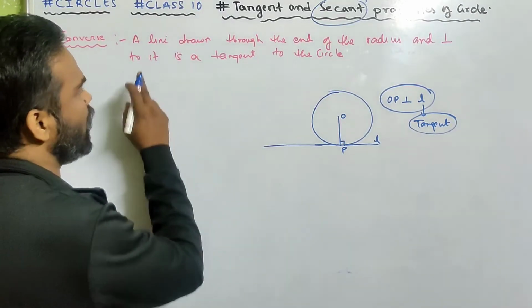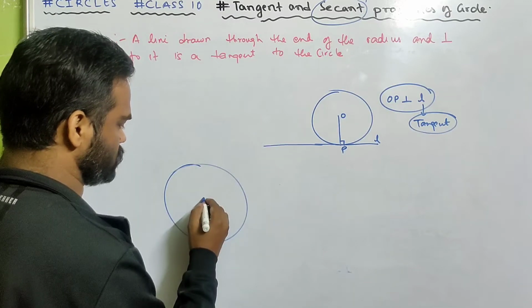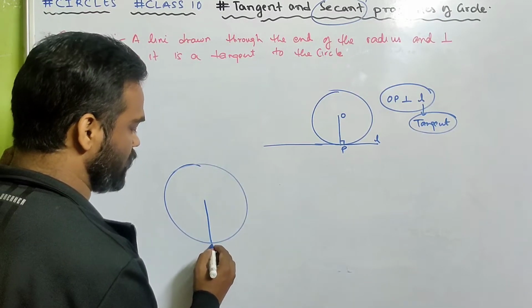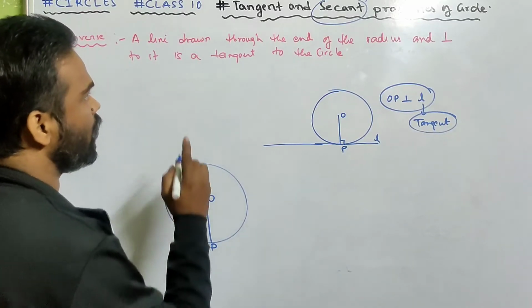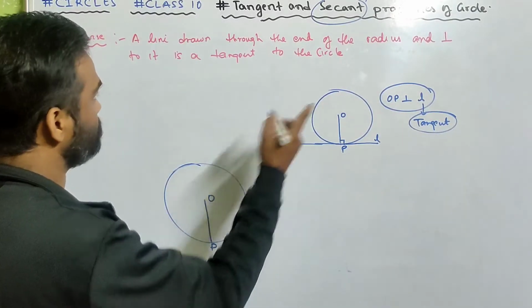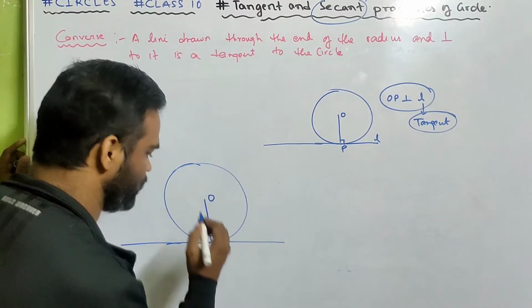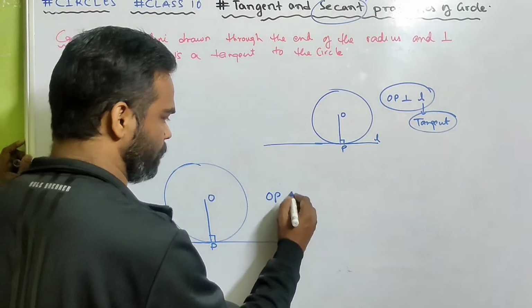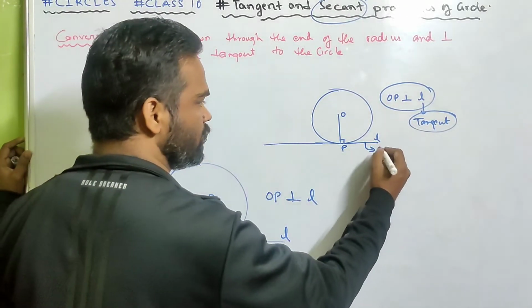The converse. A line drawn through the end of the radius. So, this is your circle. This is the end of the radius. And if you draw a line through the end of the radius and perpendicular to it. So, I need to draw a line which is perpendicular to it. OP is perpendicular to L. Okay, over here we knew that L is tangent.